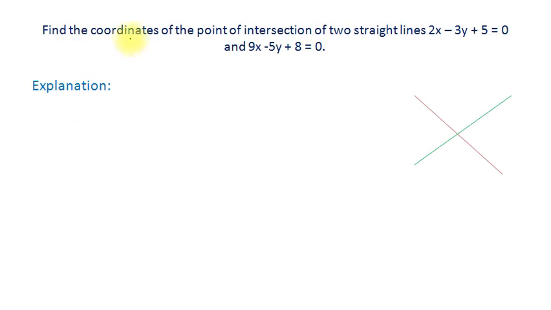Here, find the coordinates of the point of intersection of two straight lines, that is 2x minus 3y plus 5 is equal to 0 and 9x minus 5y plus 8 is equal to 0. So here we have 2x minus 3y is equal to minus 5, and 9x minus 5y is equal to minus 8, right? Now suppose this is line L1 and this is line L2, and the point of intersection is (alpha, beta), assume.